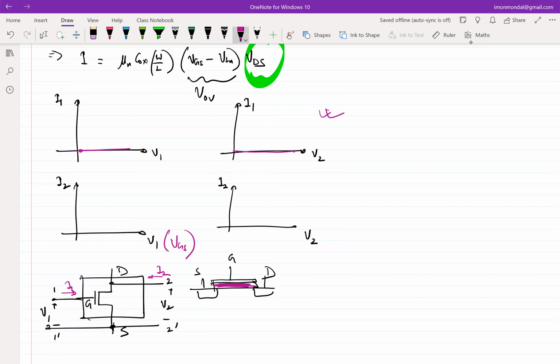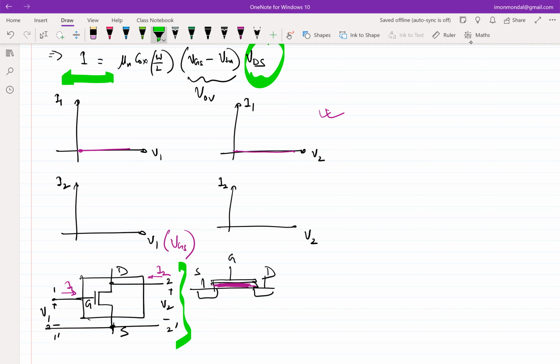Pardon? Tell me, looking at the structure, tell me. Yes, right? Where is this I in this structure? What is this I? Is the I flowing from drain to source? In this 2-port, the current between drain and source is I2. So that I is I2.